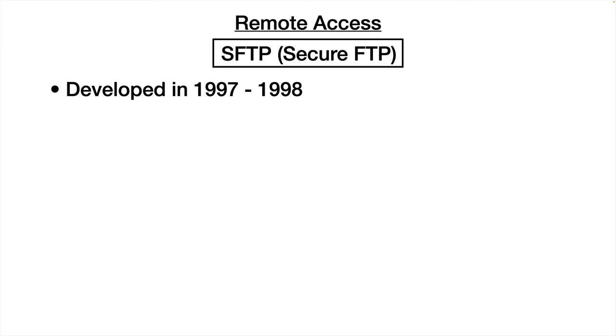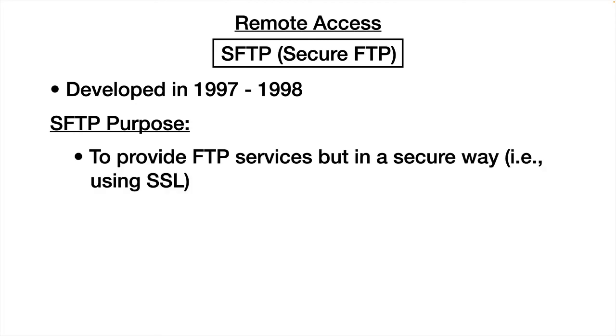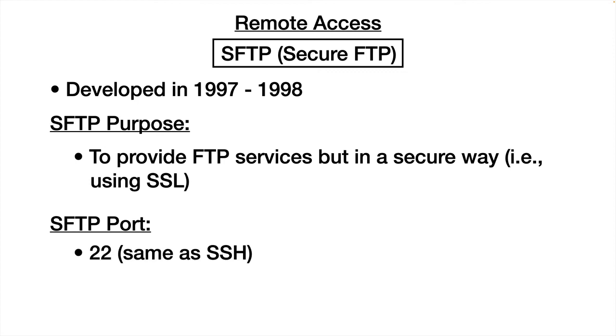Secure FTP was developed in the late 90s over the course of 1997 and 1998. The purpose is to provide FTP services, but in a secure fashion, i.e. it's going to use SSL, which is Secure Socket Layer, to do that. SFTP, since this is using SSL, is going to be over port 22, which you should recall is the same port that SSH uses.